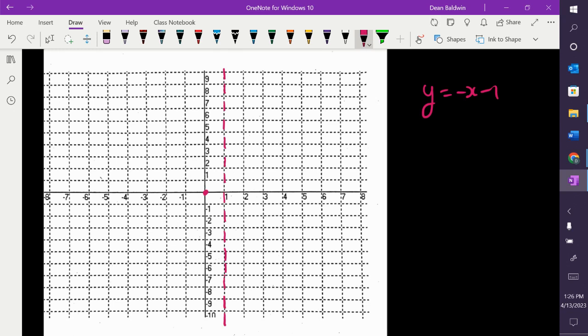Which has a y-intercept of negative 1, which is right there. Actually, I should do this in a different color. Negative 1, which is right there. And it has a slope of negative 1. So we go down 1 and over 1. This is our slant asymptote.